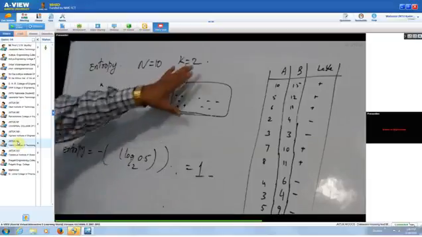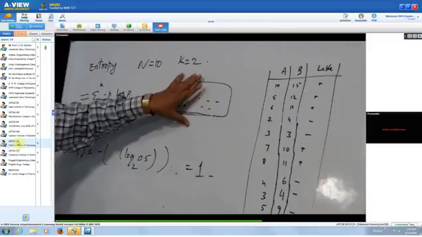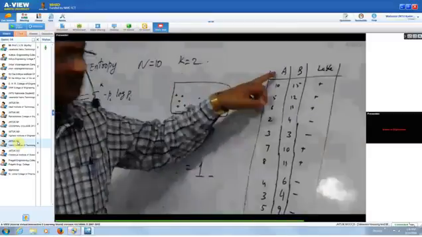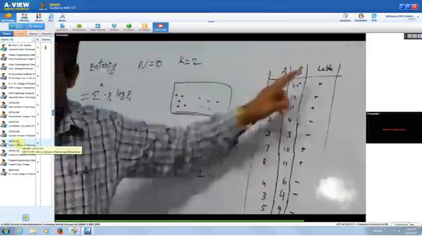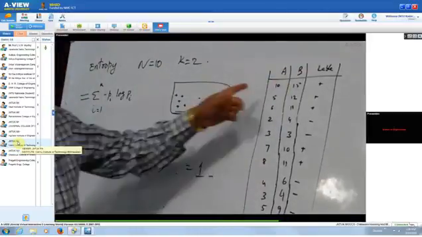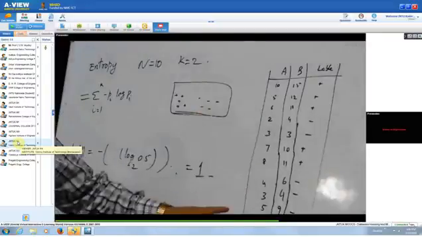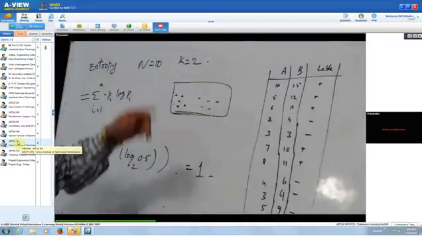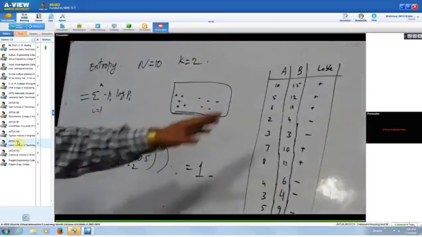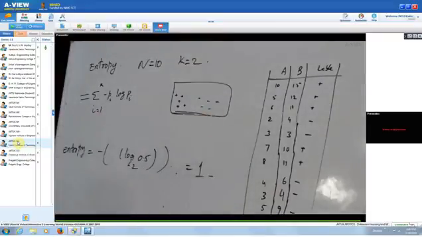Now let us apply some test condition. Now you will have a doubt whether I should use A or B. If I use A, should I use A greater than 5, less than 5, less than 2? That is also another criterion. Or you have to use B.